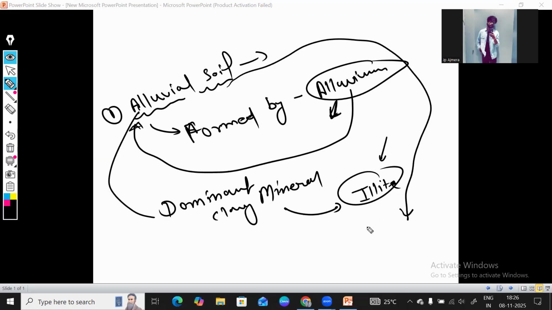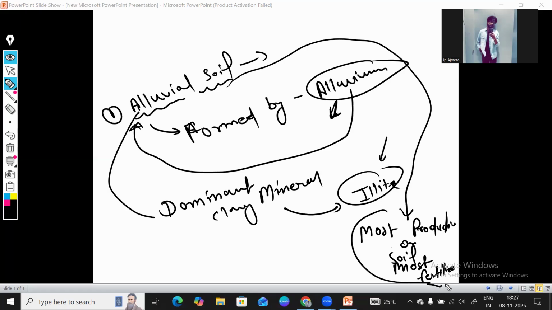Let's move to the next, third thing that we have. Most productive soil and most fertile soil in India's case. This is the most productive, most productive or most fertile soil in India's case. So this is the best soil in India's case, we can simply say. What are the remaining things we need to know?